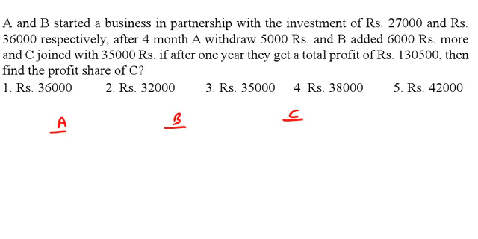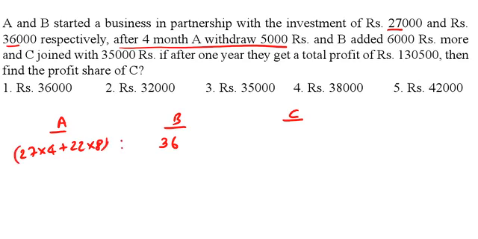Now A and B, they started a business. A is investing 27, B is investing 36. So, A 27, B 36. After 4 months, A withdraw 5,000. So, this will be for 4 months. Then remaining after withdrawing 5,000 is 22, that will be for 8 months.